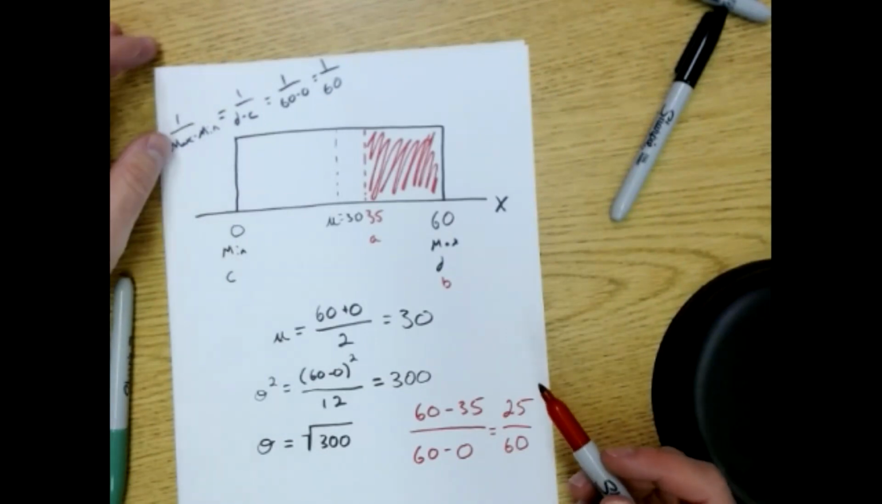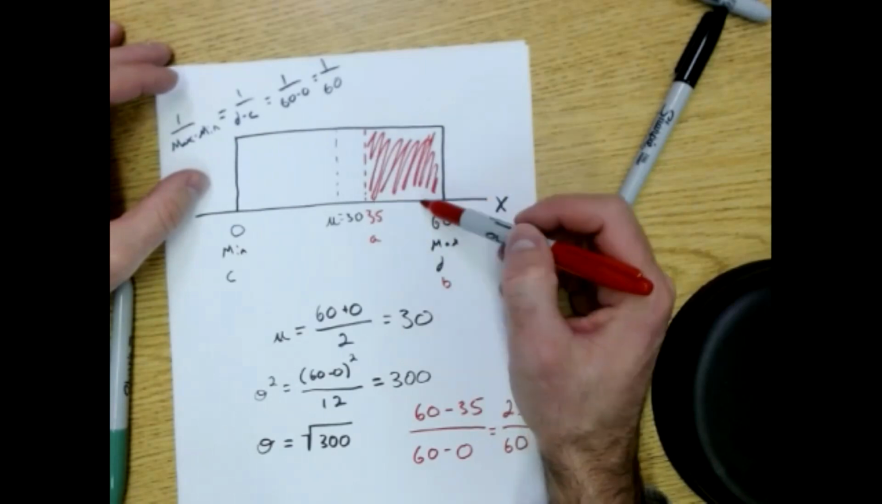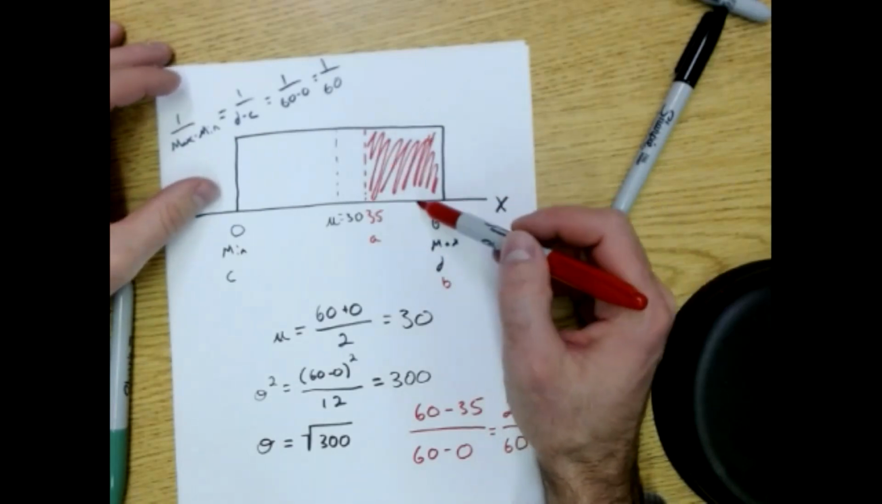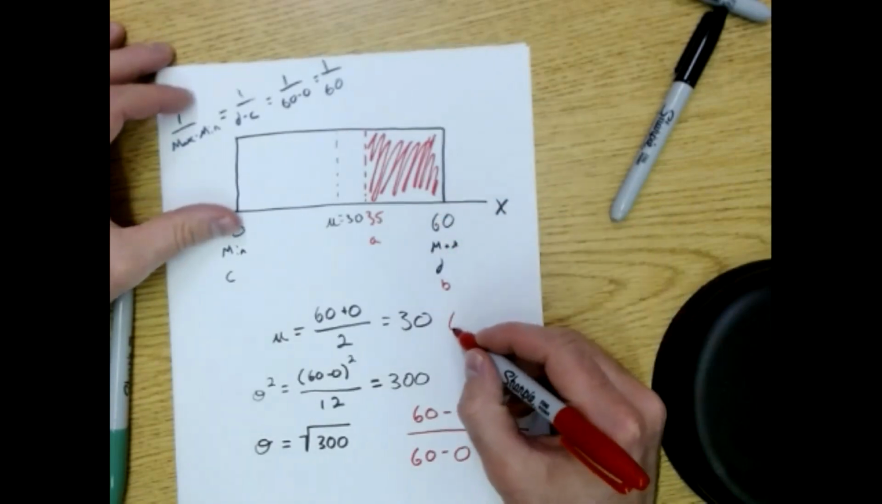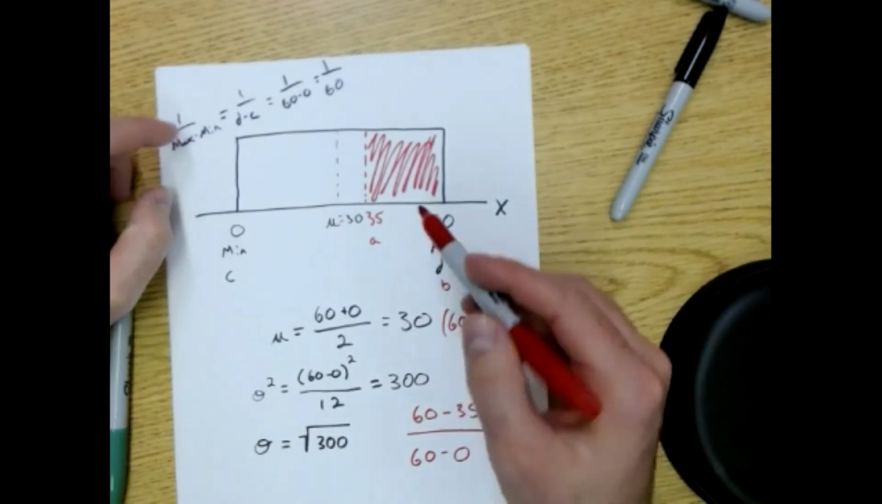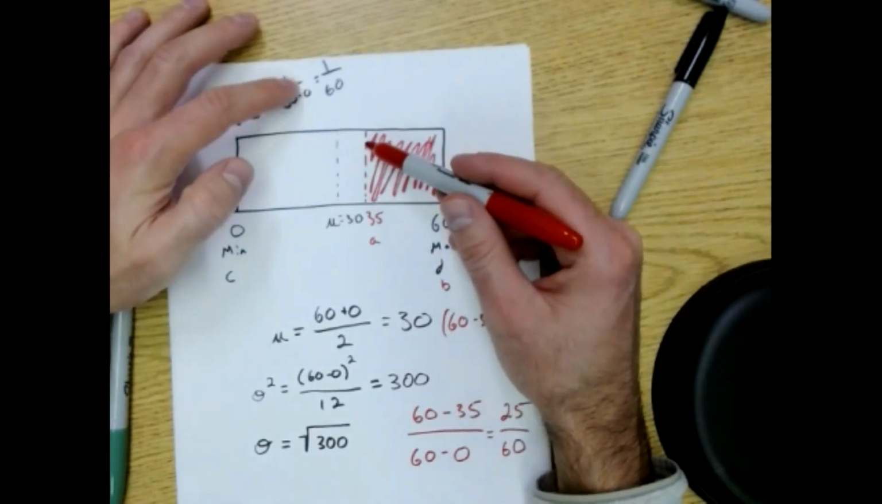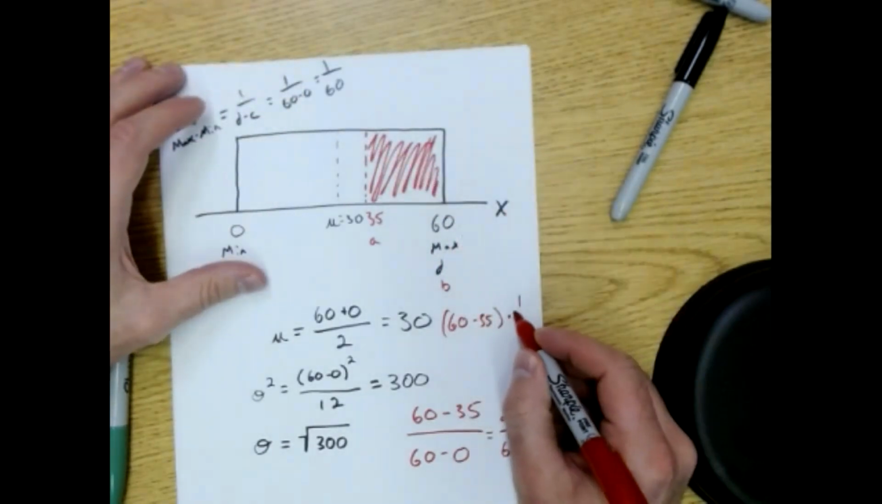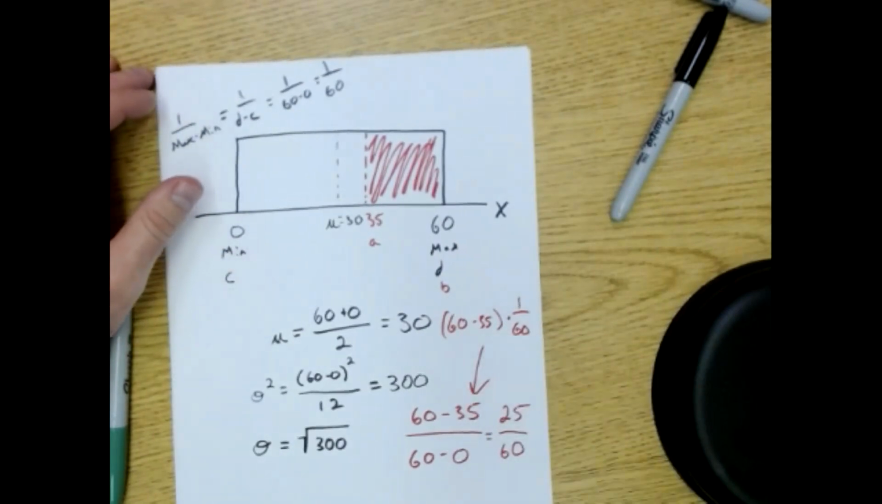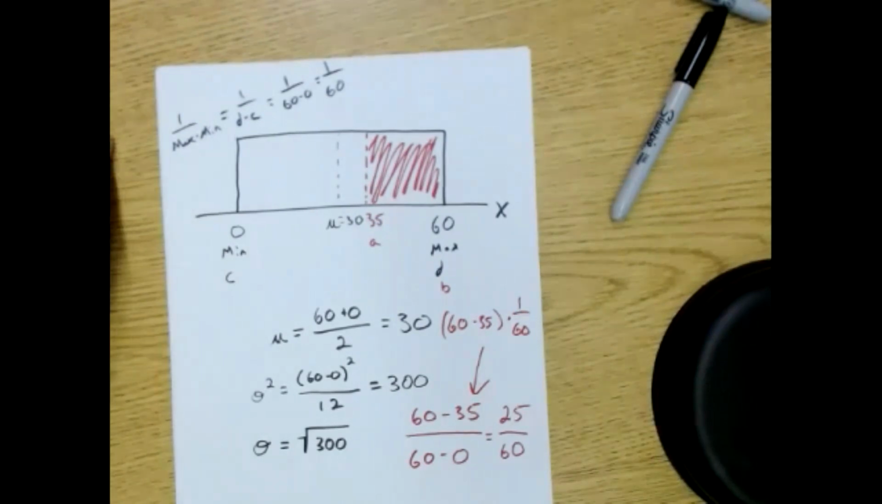What I could have also thought about is, well, I'm really just looking for the area of a rectangle here. So I could have said, okay, what's the width of my rectangle? That's just 60 minus 35. And then I could have multiplied it by the height, which we said earlier is just 1 over 60. And if I do that, I'll get the exact same thing that I did by kind of using that more technical formula, I guess. Okay.